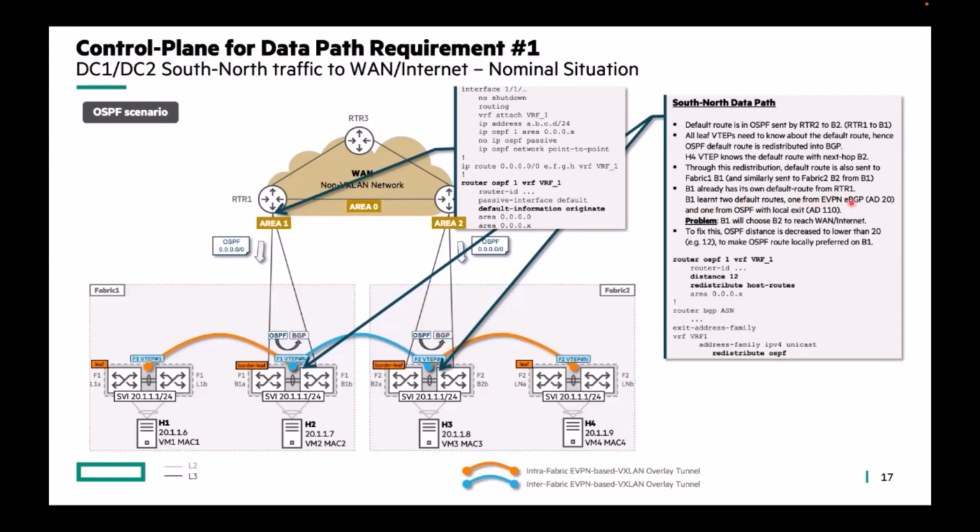One from EVPN and EBGP with an administrative distance of 20, and one from OSPF with the local exit administrative distance 110. Now, what is the problem here? The problem is the AD value. The AD value is 110 through OSPF, and it's learning through EBGP, which is 20.